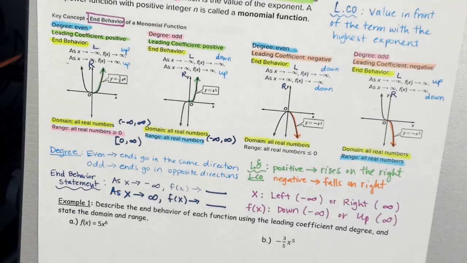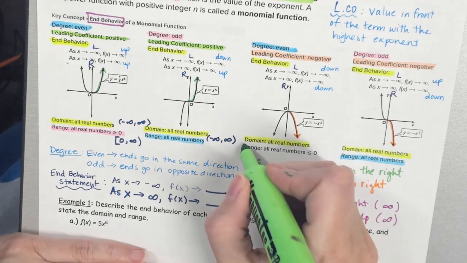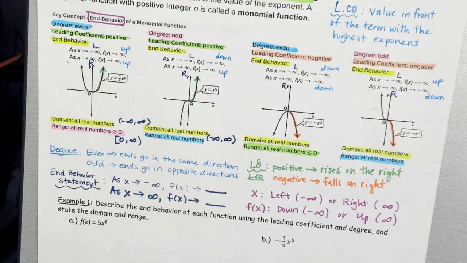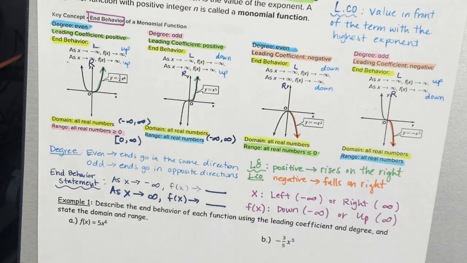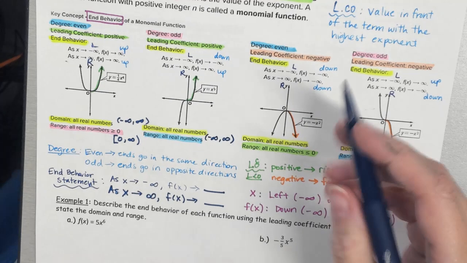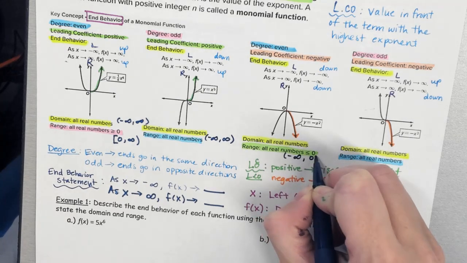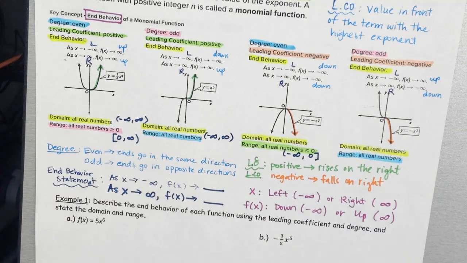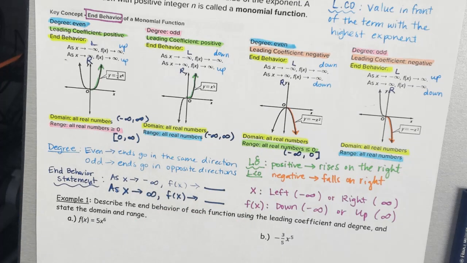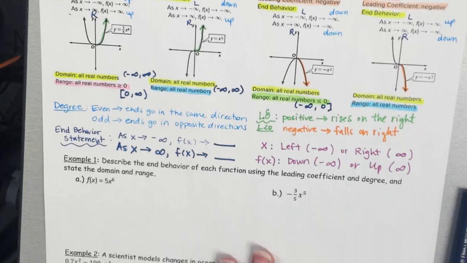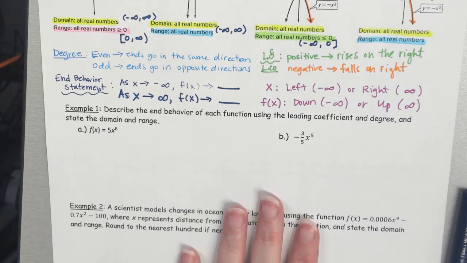And then the last one, your range is all real numbers that are less than or equal to 0. So if it's a less than or equal to, that means you start at negative infinity and you go up to 0. If they're all below that value, you start with the lowest value at negative infinity.